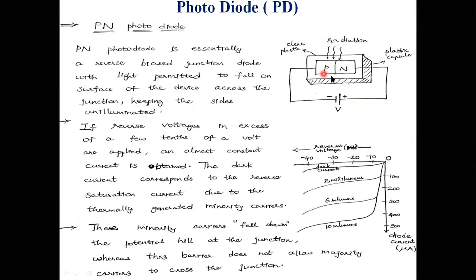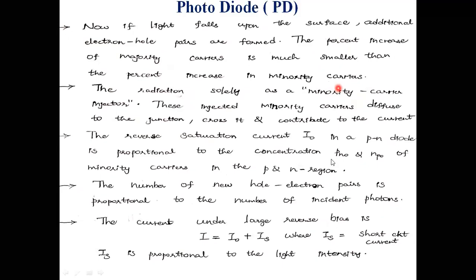The photon energy is applied, and that photon energy is absorbed by these charge carriers, which excites them to a higher energy level. Those charge carriers may be only minority charge carriers here. The number of new electron hole pairs is proportional to the number of incident photons.